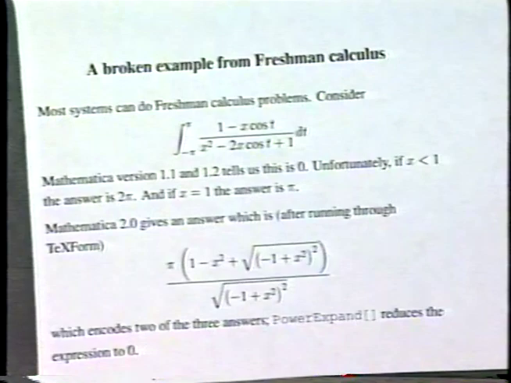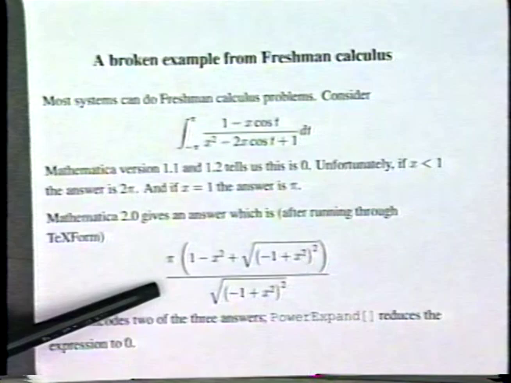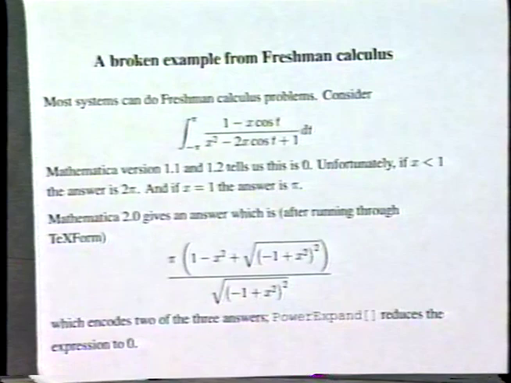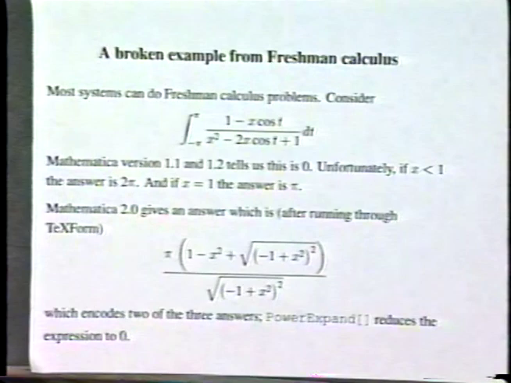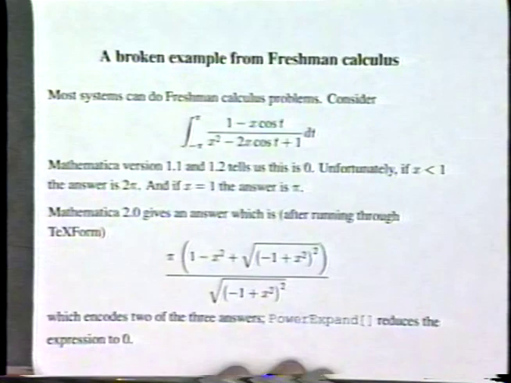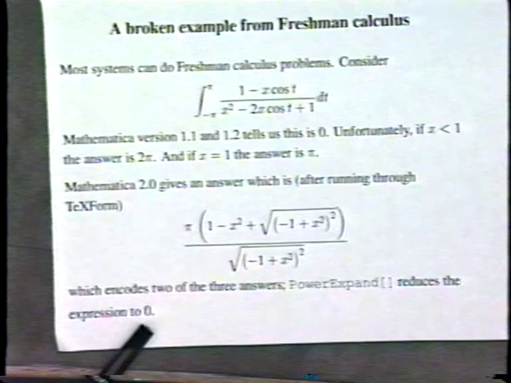This answer actually encodes two of the three correct answers. It's sometimes 0 and it's sometimes 2 pi. But if you're faced with this expression, what are you going to do with it? You're going to just beat your head against the wall and try to figure out how to simplify it. You're going to thrash around and you'll finally find the power expand command. And that fixes it. Unfortunately, the power expand command reduces the expression to 0, one of the possible answers.